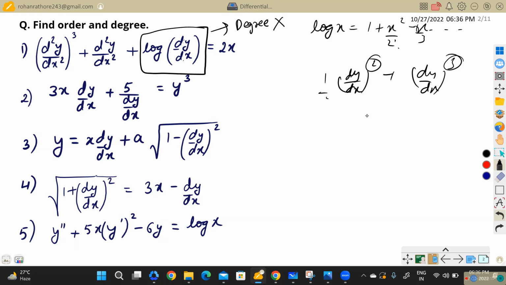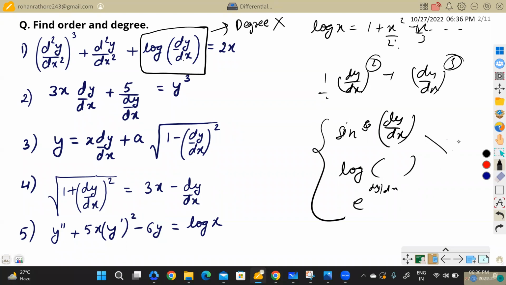So if you're going to find the degree and you see that the dy over dx term is inside some function, let's say a trigonometric function, sine, cos, tan, or a logarithm function, or an exponent function, e raised to the power dy by dx, all these cases will tell you that degree does not exist. Sometimes they ask questions where they will give you an equation, and one of the terms will definitely have no degree. So it's good to know this.